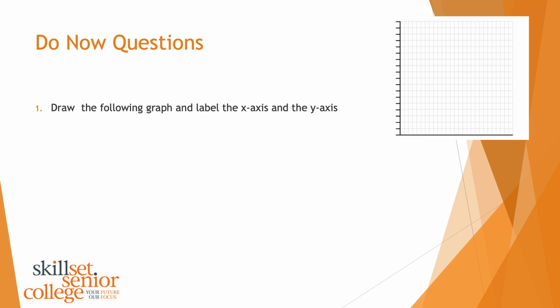So on the following graph, label the x and y axis. Here we go. X is on the bottom, y is vertical. So x is horizontal, going across the way, and y is vertical. One of the ways that I remember this is that y has that sort of vertical stem as well. So always write the y first, and then x is on the horizontal axis.